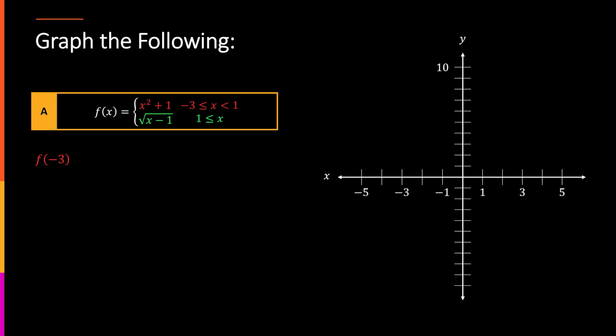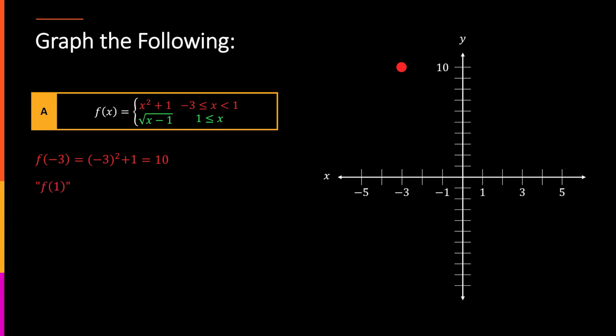And what that means is that when I try to plug in -3, I'm going to look to see where -3 falls in my domain, which is right here in the red top one. So then I would plug it into this top piece here. So that would give me -3 squared plus 1, which is 10, right? So this tells me that at x equals -3, I have y equals 10, so that gets me a dot up here. And of course, this is going to be filled in, right, because it's less than or equal to.